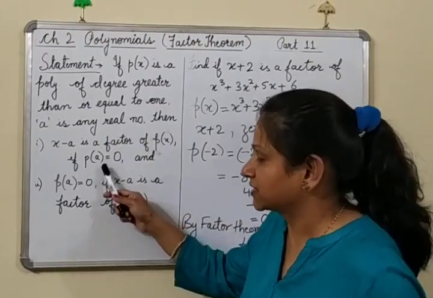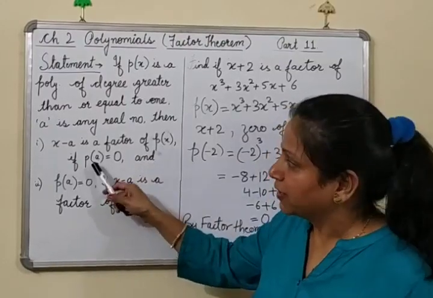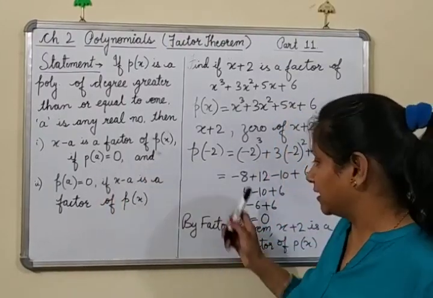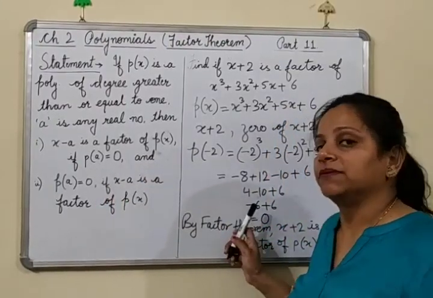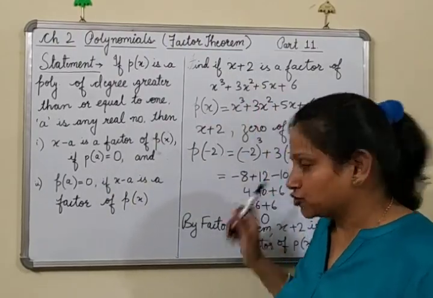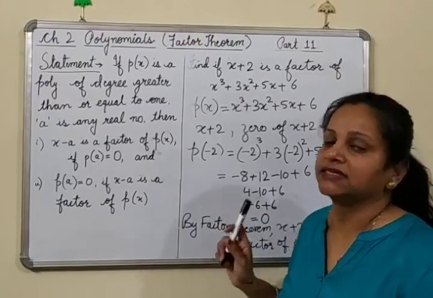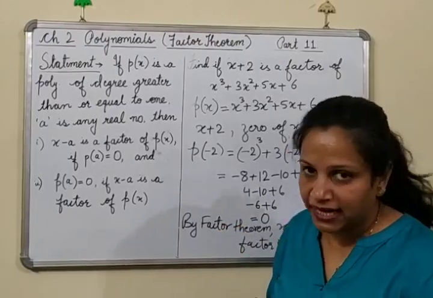Now, this is the first condition. x plus a is a factor of p(x) if p(a) is 0. And here we are getting p(a) as 0. When this 0 has come, that means x plus 2 is a factor. So we can say that by the factor theorem, x plus 2 is a factor of p(x).